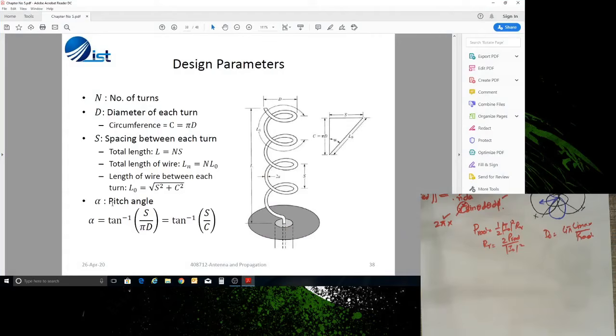और जो पिच एंगल अल्फा है it's a very important design constraint. This alpha is the angle, here you can see this is the angle alpha. ये जो इसका बेस है, basically this is the length C which is the circumference.